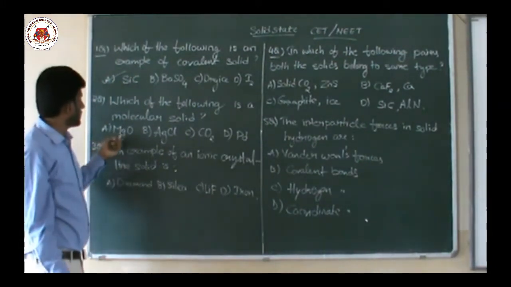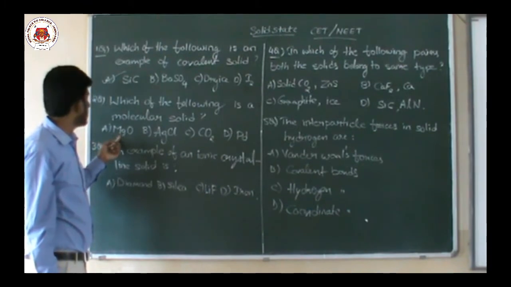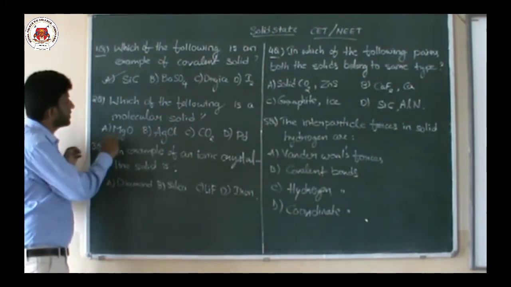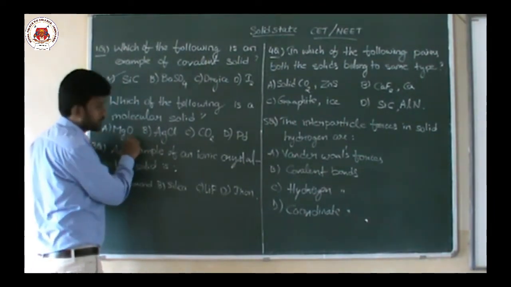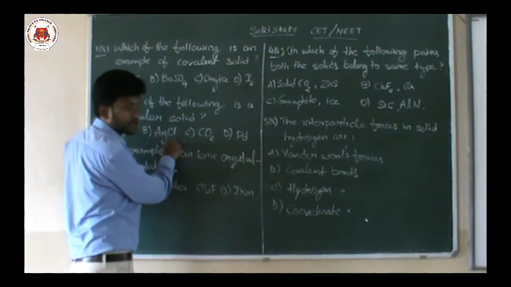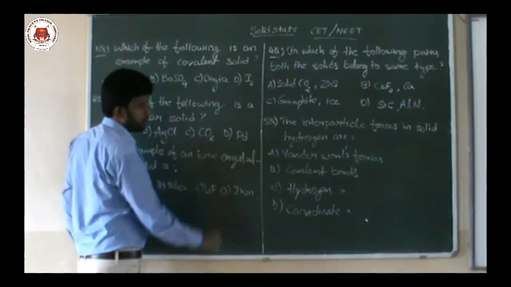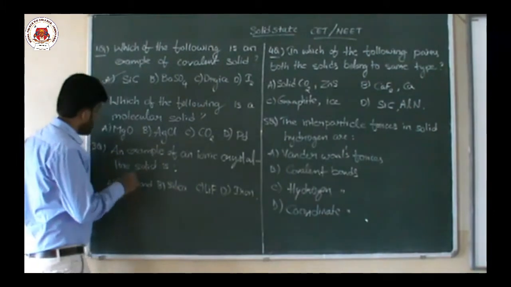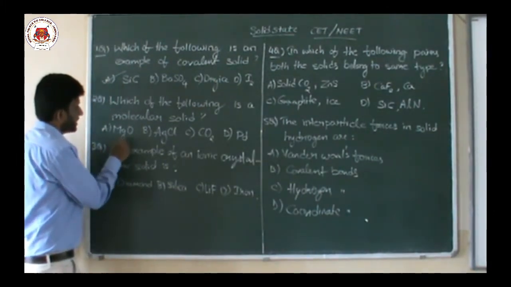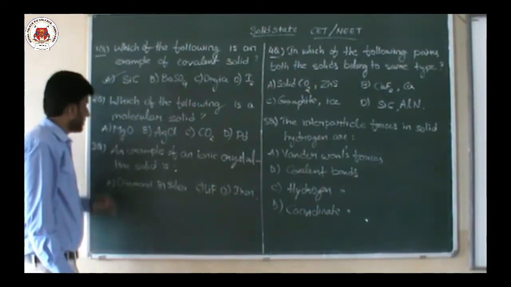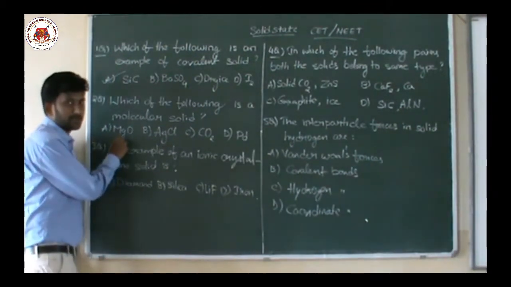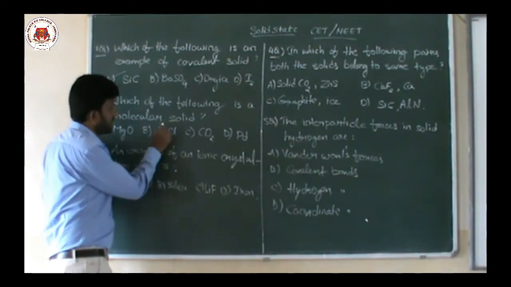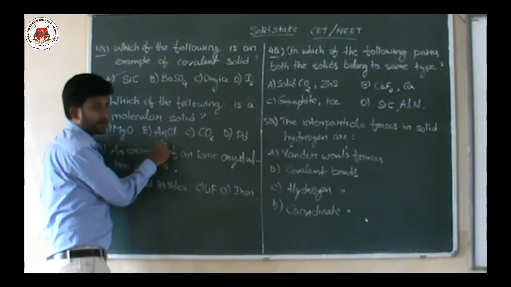Coming to the second question. Which of the following is a molecular solid? Now they are asking about molecular solid. MgO, magnesium oxide, AgCl, silver chloride, carbon dioxide, and palladium. Here magnesium belongs to S block element. Magnesium oxide, as you know, has ionic bond. Similarly, Ag plus Cl minus, it is an ionic compound.